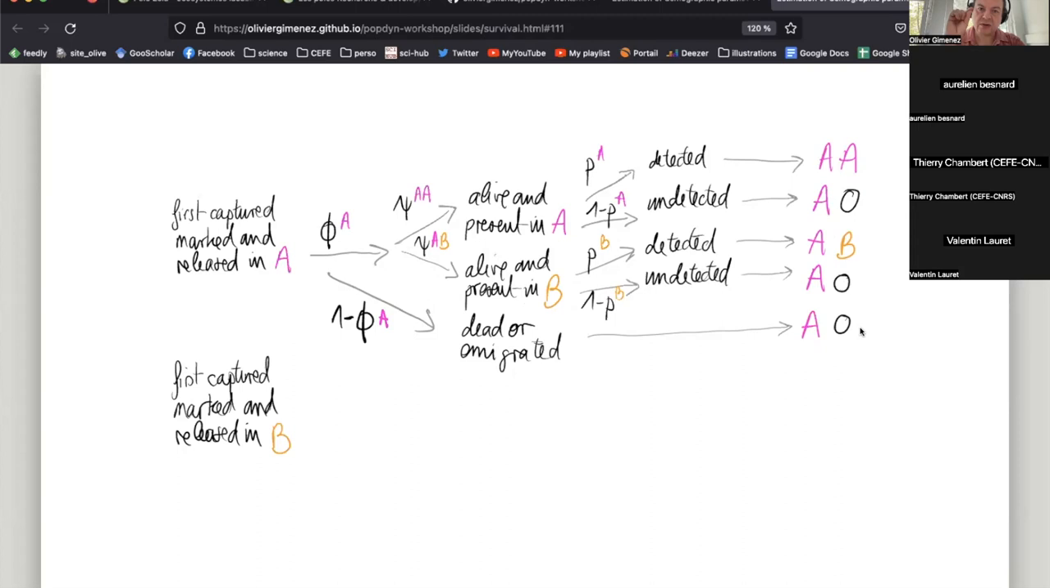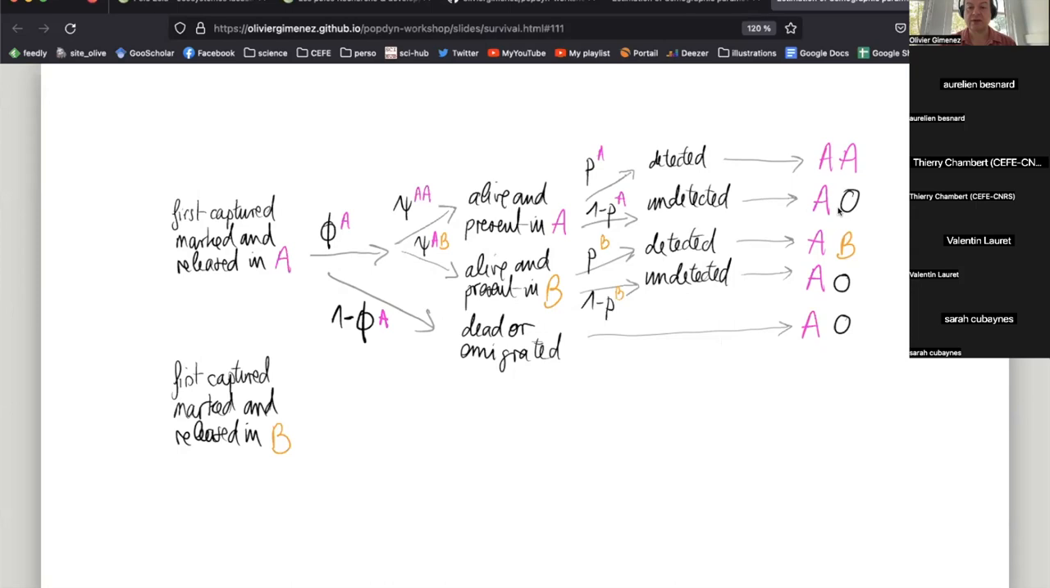So we will do like we did yesterday and write down the probability of this encounter history, A0. So you were first captured, marked and released in site A and then undetected in the second sampling occasion, using the probability of the three events. And it's only two sampling occasions. So you see that with two sites and two sampling occasions, there are three possibilities to generate one single encounter history.